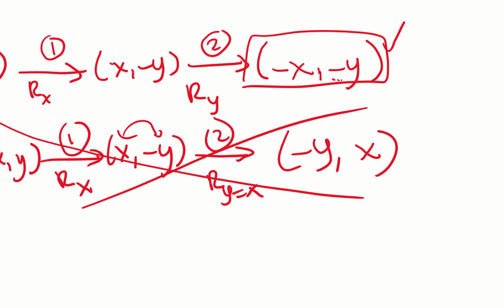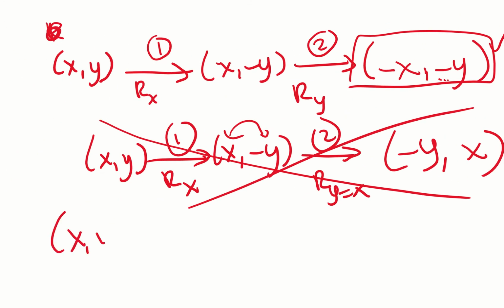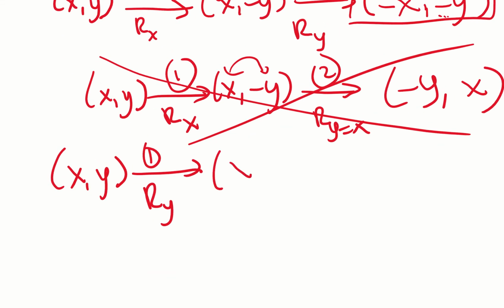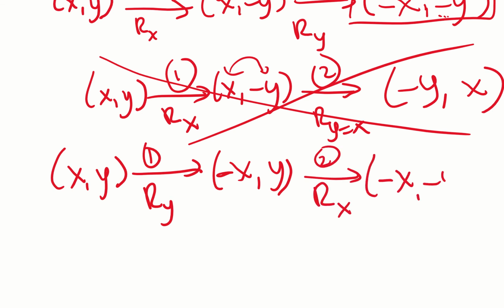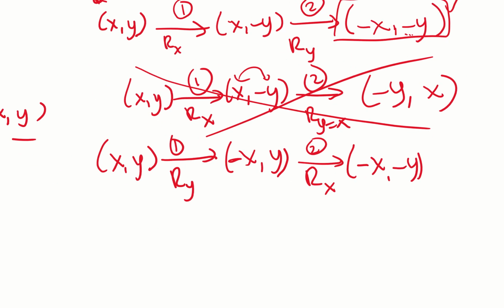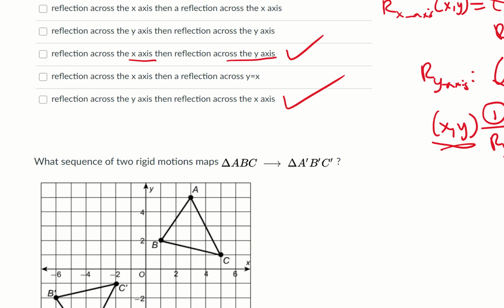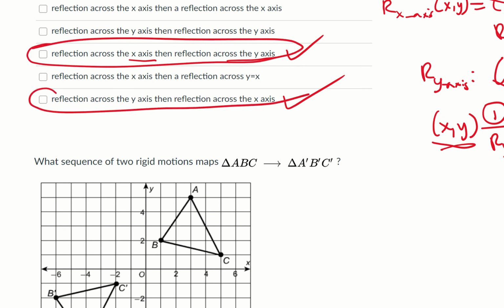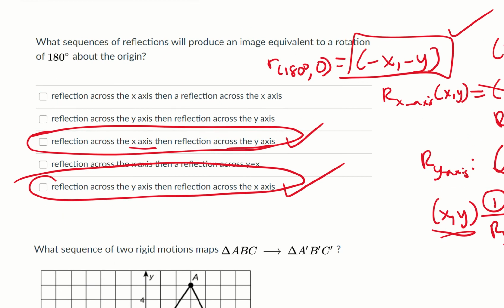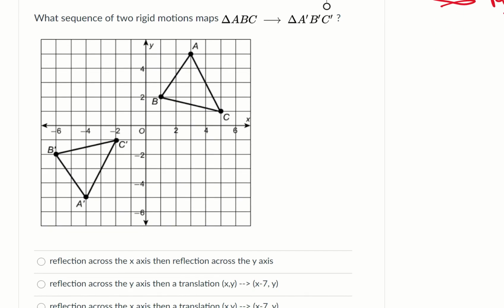Reflection across y, then reflection across x. So reflection across y, well, the x is going to change to negative, the opposite sign, I mean. And then reflection across x, well, the y is going to change. So is this what we want? The answer is yes, that is what we want, negative x, negative y. And so we have two sequences of transformations that, when performed, are equivalent to a rotation of 180 about the origin. All right, so let's look at the next problem. What sequence of two rigid motions maps ABC to A prime, B prime, C prime?